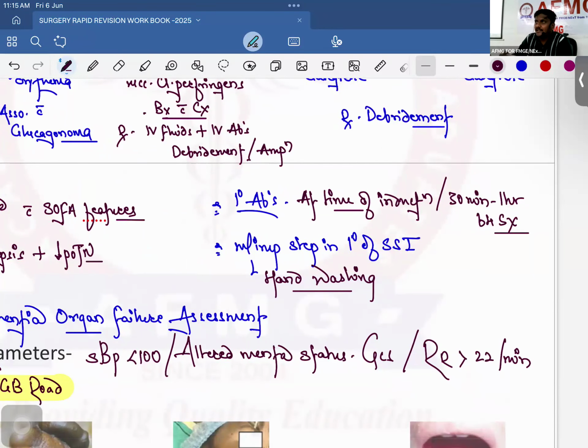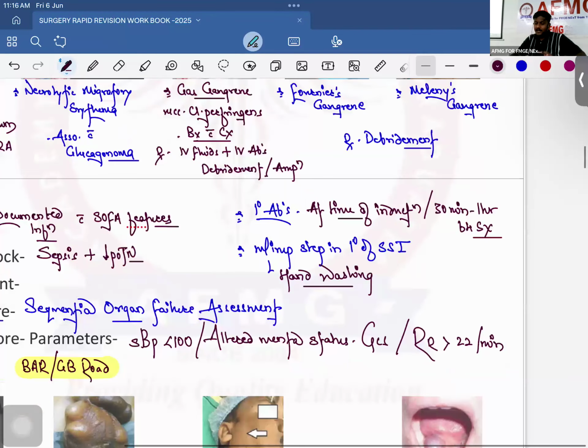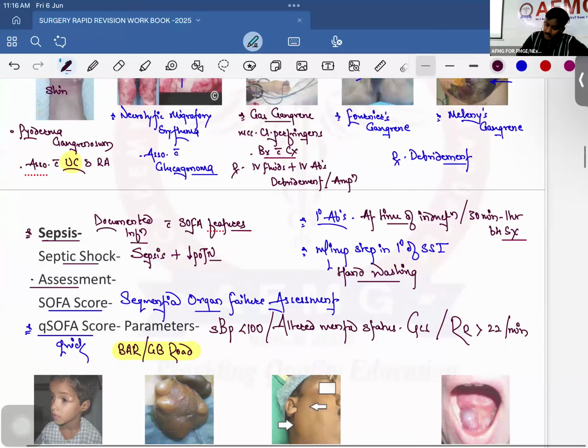Surgical site infection is any wound infection which happens within how many days of surgery? 30 days of surgery. Severity of surgical site infection is assessed with the help of which score? ASEPSIS score. Or which grading system? Southampton grading system. So an ASEPSIS score or a Southampton grading system is used to assess the severity of surgical site infection. Clear? Chalo. So that is what is important to be remembered.